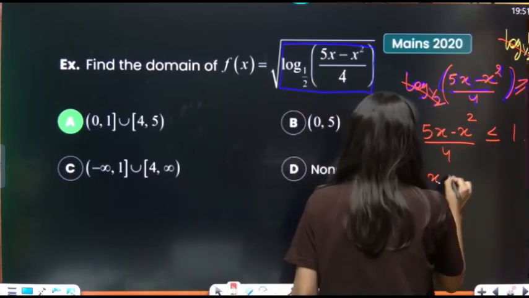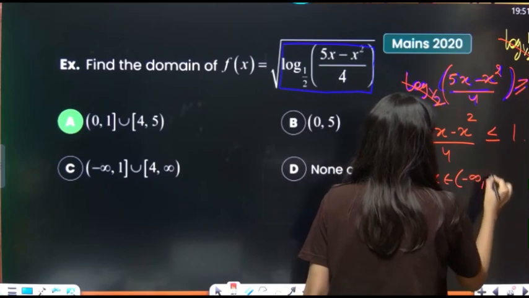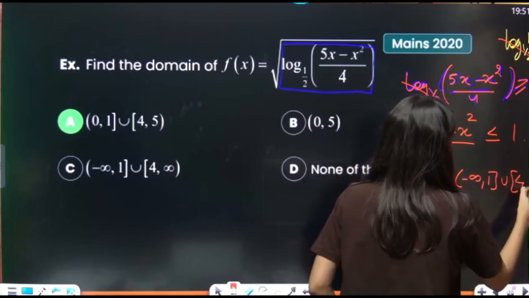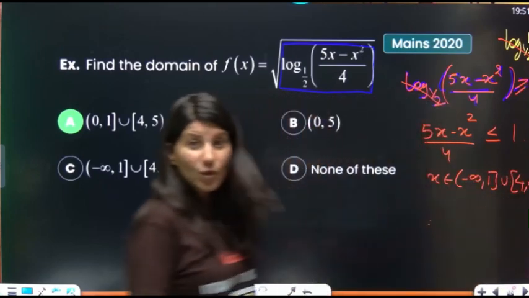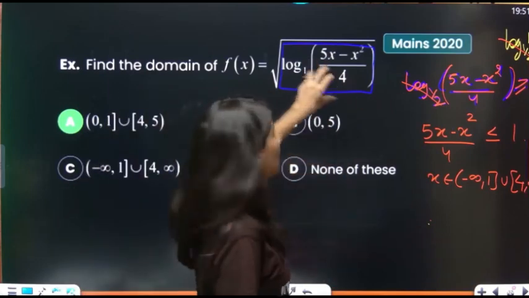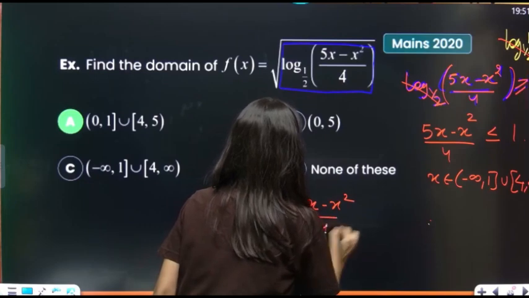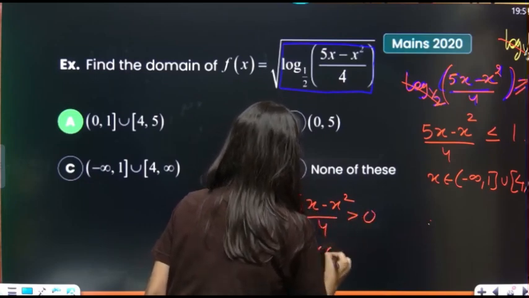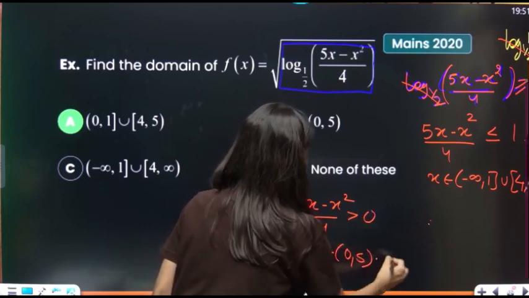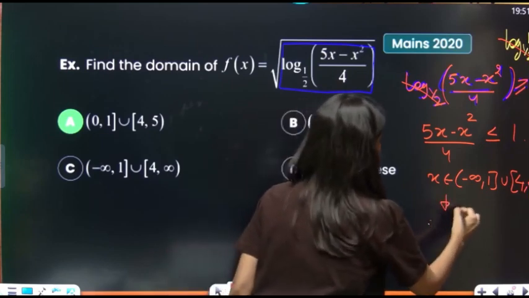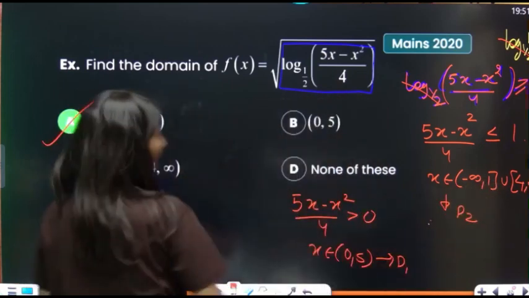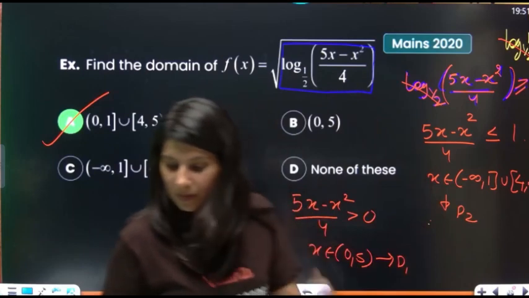Now this is a wavy curve. If you solve it, x belongs to minus infinity to 1 union 4 to infinity. Now one more thing, because you can see there is a log, the expression inside the log should always be positive. So if you solve this by wavy curve, you will get 0 to 5. This is your domain 1, this is your domain 2. If you take intersection, option A will be absolutely right.